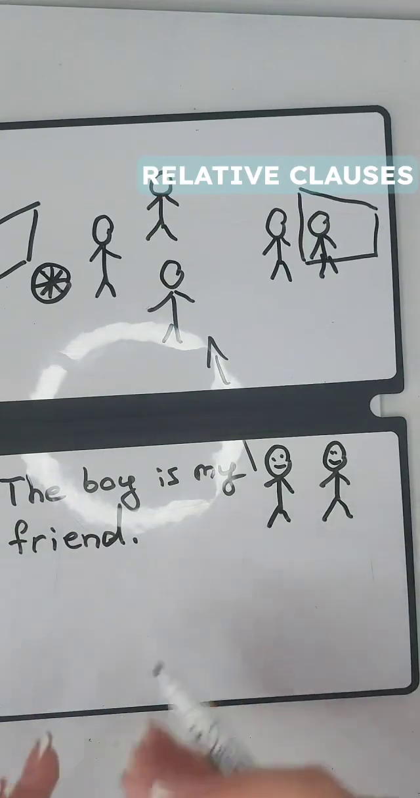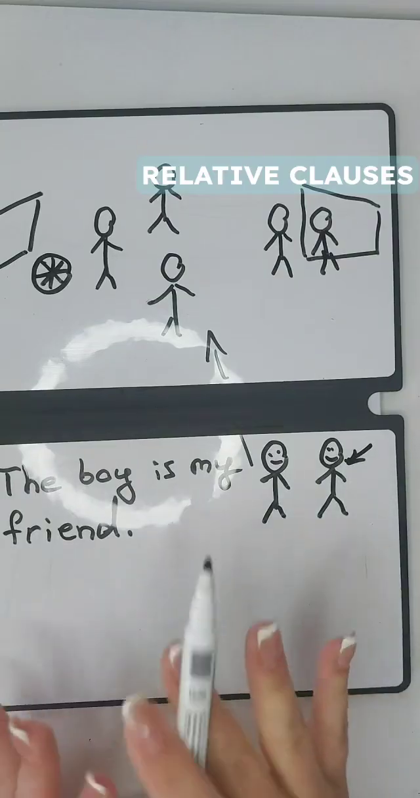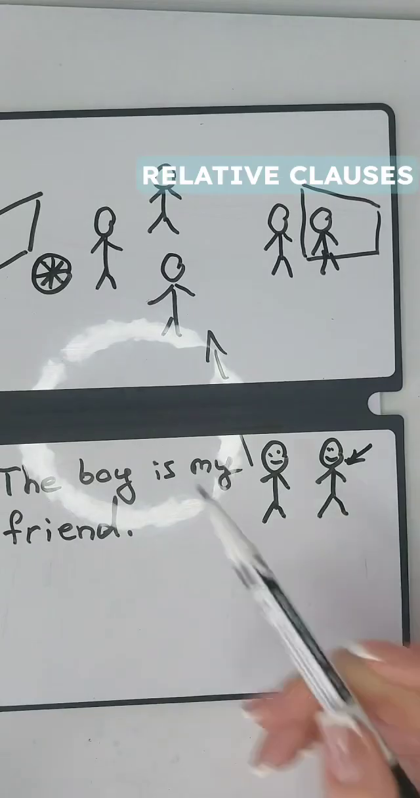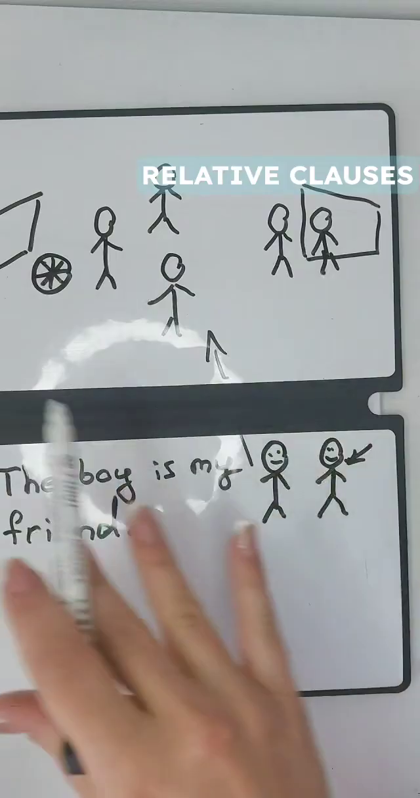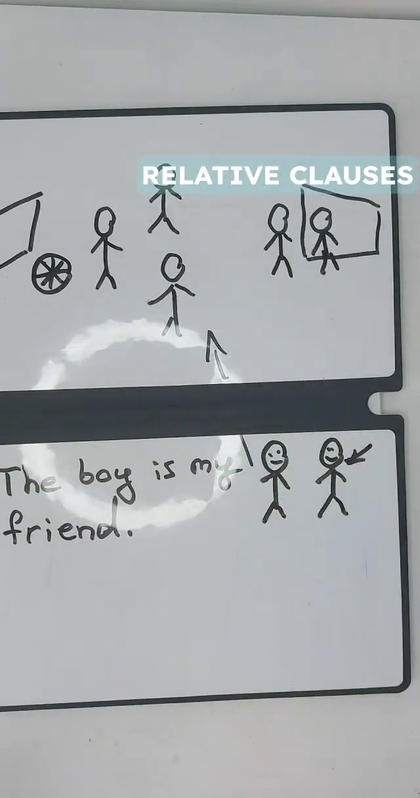Now tell me, can your friend understand which boy you are talking about? There are lots of boys playing football. There are lots of people. And you tell your friend, the boy is my friend. Your friend cannot understand which of the boys is your friend. Right?